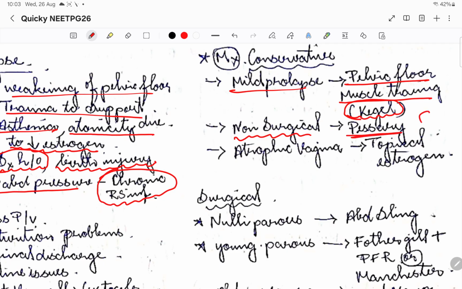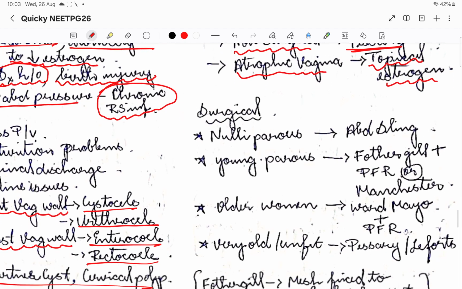Okay, so there are different types of pessary. If you want, please go see the different types of pessary. So this is a pessary ring that will be placed in the pelvis, which will support the prolapsed parts. Then the atrophic vagina will be treated with topical estrogen. Okay, so this is the medical management, basically the conservative management, with respect to prolapse.